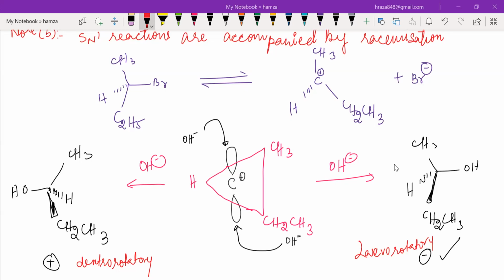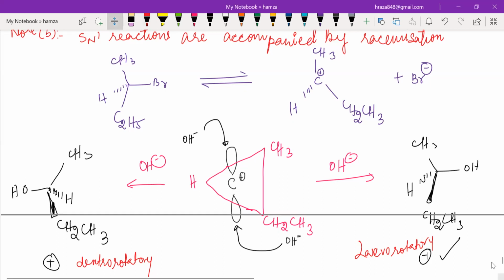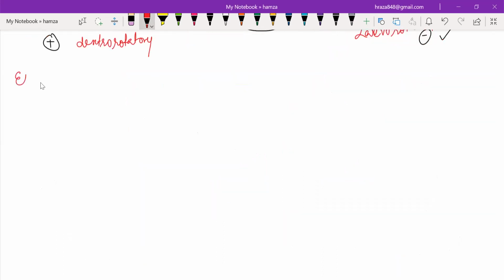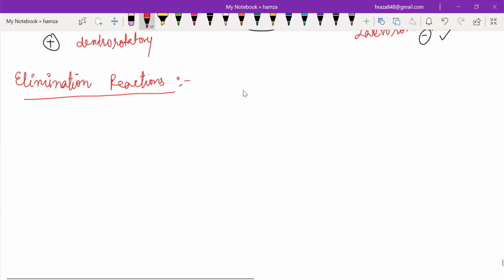Very good. Now SN1 and SN2 reactions are completed. The next chemical reaction is the elimination reaction. Write a topic: elimination reactions. So first of all, what is this elimination reaction? There will be a concept about alpha and beta as well. So I am going to write a point. What is elimination reaction? So write with me.